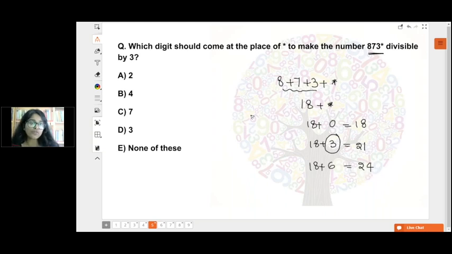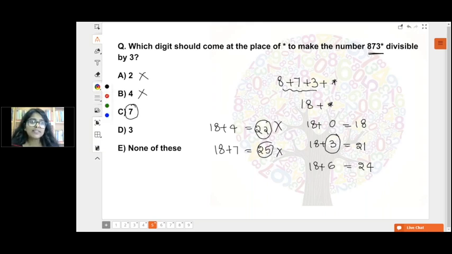So if you see the options, 2 is not possible and 4 is also not possible, since 18 plus 4 will be 22, and 22 is not divisible by 3. And 7 is also not possible. You can check 18 plus 7 is 25, and 25 is clearly not divisible by 3. So that's why 3 is the answer. The missing digit is 3. So your number should be 8733. This is the number that should be there, and it is divisible by 3.